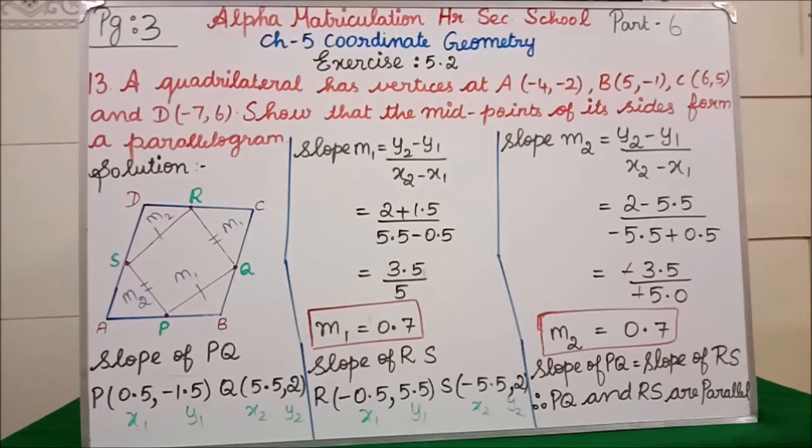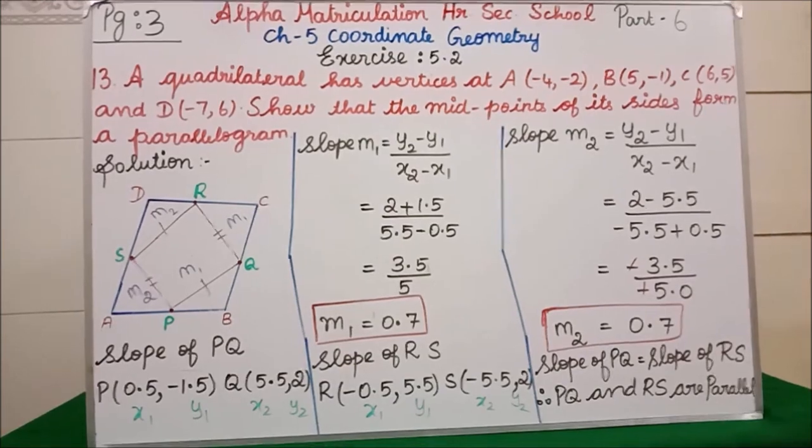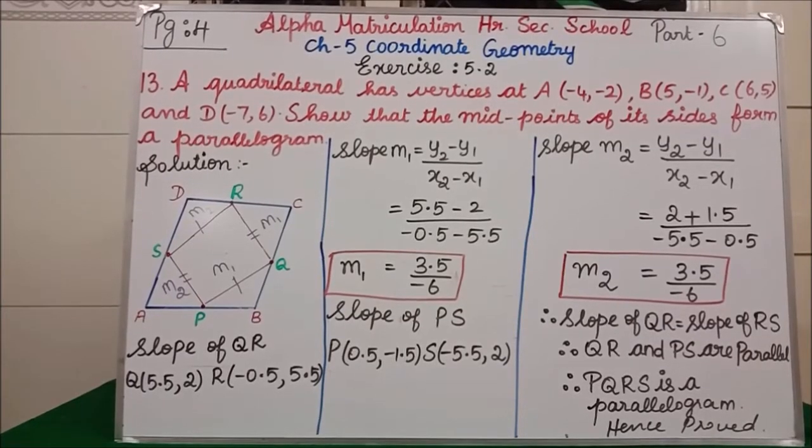Remaining two sides, QR and PS, are parallel. Now we want to show that. Clear? That we will see on page number 4. Next, for the other two sides, we are going to find the slope of QR and the slope of PS.